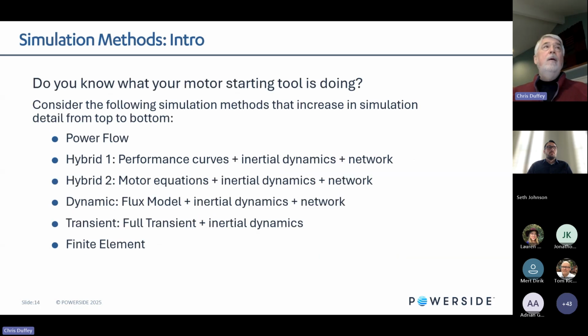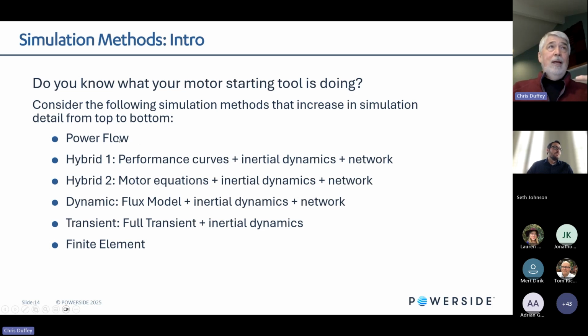All right. So do you know what your motor starting tool is doing? Consider the following simulation methods. We're going to look at these from top to bottom, least complex to most. A power flow simulation or load impact, and I'm sure many of you know those and use them. I'm going to call these two hybrid 1 and hybrid 2. The first one takes performance curves, does lookup on the curves, uses inertial dynamics, and then a network model. Hybrid 2 changes the performance curves to equations, but includes dynamics and network.